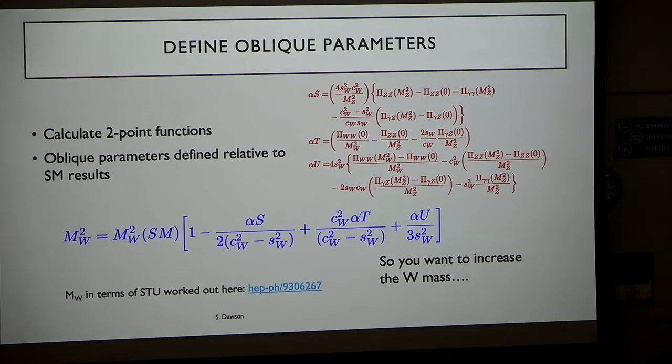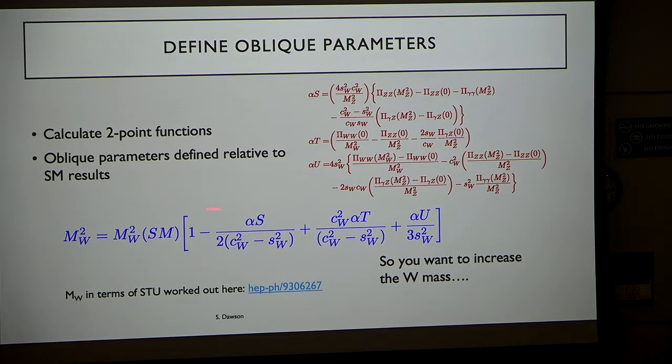So it's the running of the parameters. Most of the things that we measure don't depend on U other than MW. So you can calculate the 2-point functions for your theory and then see what they do. And then you can predict, for example, MW squared in terms of these guys. This is an approximation. This is not the full calculation of radiative corrections to the W mass. This is saying only the oblique parameters contribute.